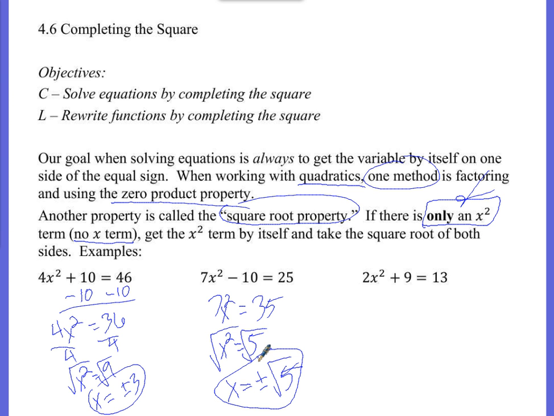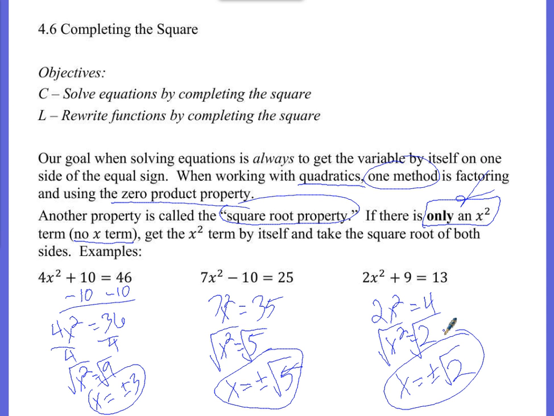Next one, what do we do? Subtract 9 from both sides, and now I have 2x squared equals 4. Now what? Divide both sides by 2, and I get x squared equals 2. Now what? Square root both sides. Now what? The square root of 2. The square root of 2 does not simplify, so you leave it the square root of 2. That's your answer.